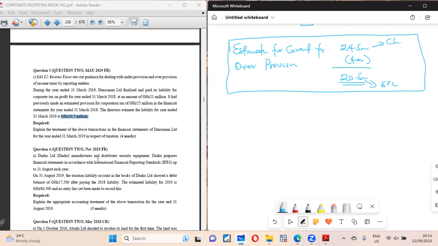They said that the company closes its account up to 31st August each year. On 31st August 2019, the tax liability in the books showed a debit balance of 17,500 after paying the 2018 liability. A debit balance. So you need to understand what the debit stands for, over or under. Then you are told that the estimate for the current year is 84,500. What would this one be? Over or under?